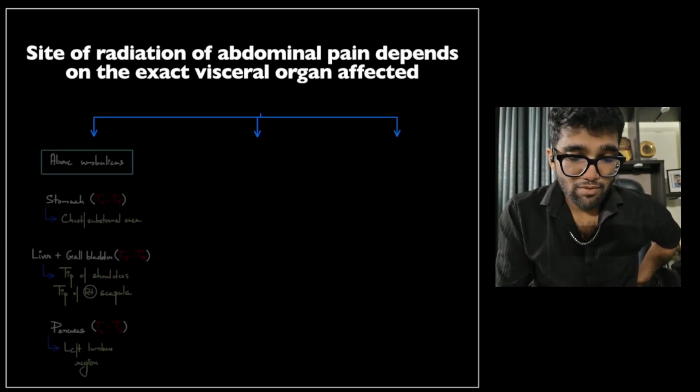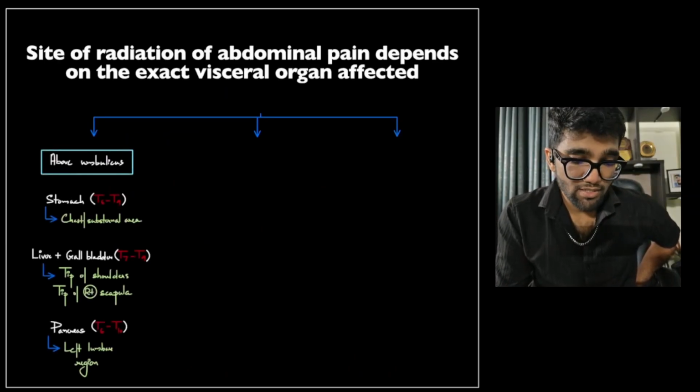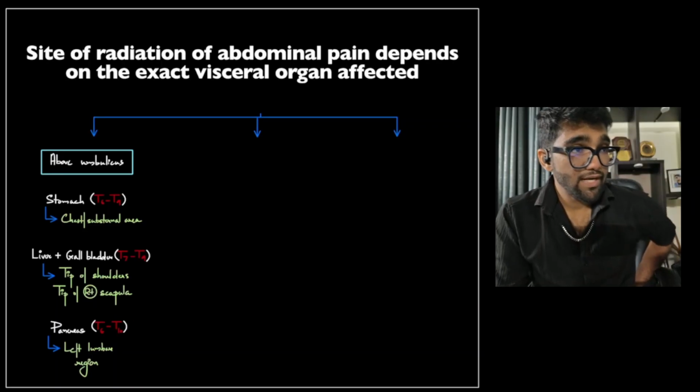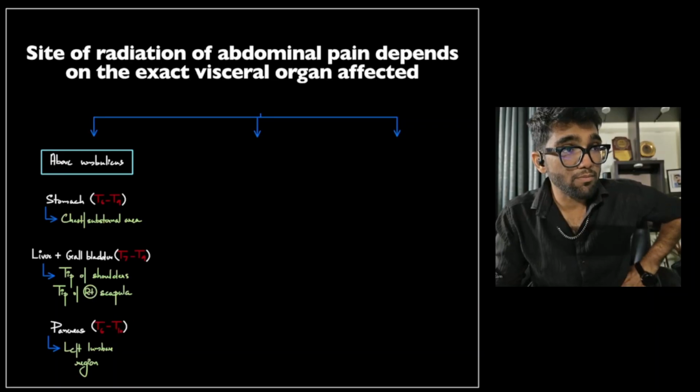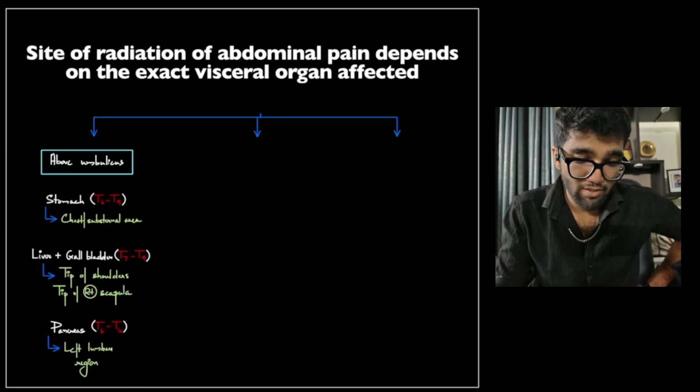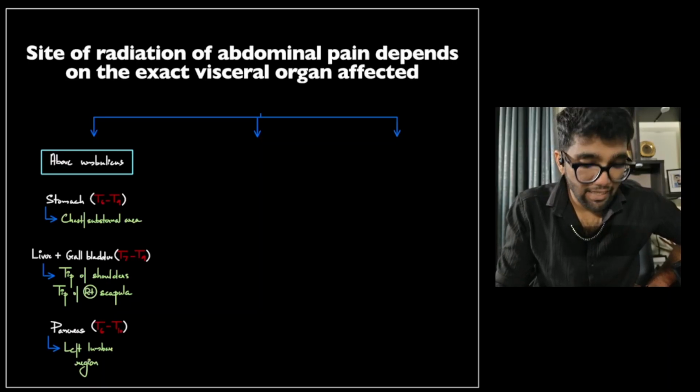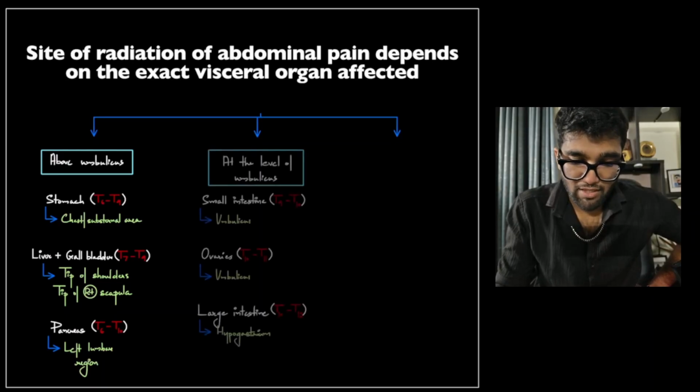The site of radiation of abdominal pain depends on the exact visceral organ that is affected. So the radiation of the pain could be above the umbilicus. That happens in case of the stomach, because the nerves subserving the stomach are from T6 to T9. The pain is radiated to the chest and the substernal area. In case of the liver and gallbladder, it is T7 to T9, so that it radiates to the tip of the shoulders, as we just discussed, or the tip of the right scapula. In case of the pancreas, it is T6 to T10. So again, it goes to the left lumbar regions, as we've just discussed.